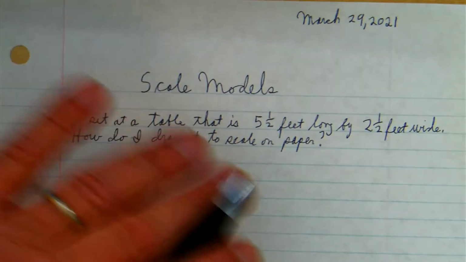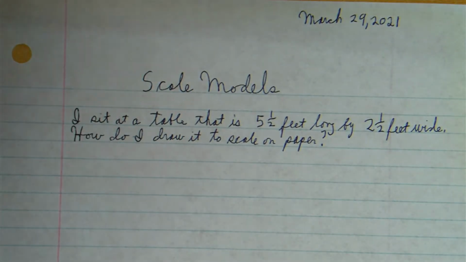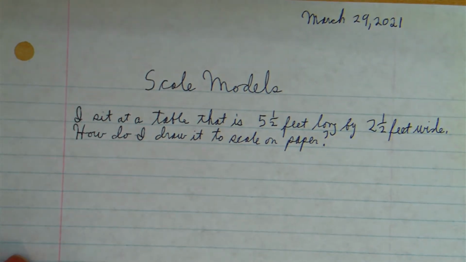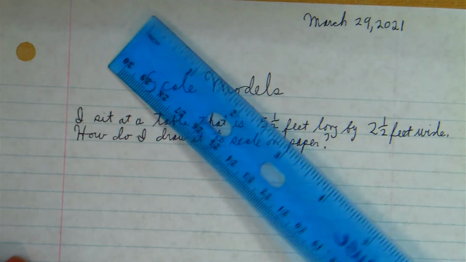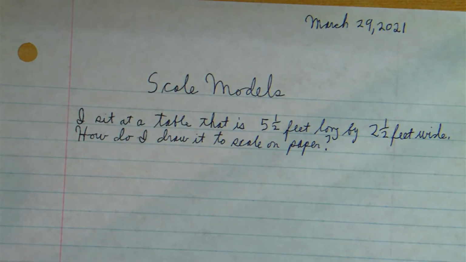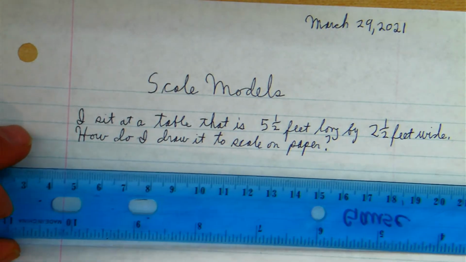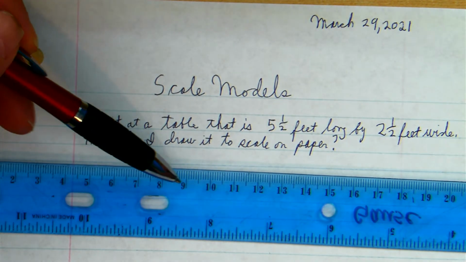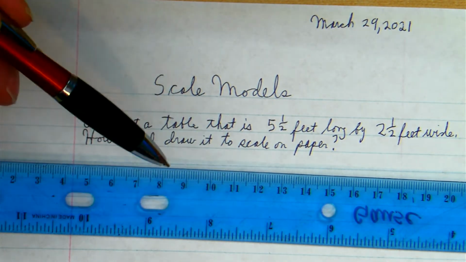So I measured this table that I'm sitting at right now, and it's approximately 5.5 feet long, and it's 2.5 feet wide. So how do I draw that on a piece of paper to scale? Well, you're going to need a ruler to do this, and you have your choices. The metric system is the most convenient system to use for doing a lot of work. Everything is a factor of 10.